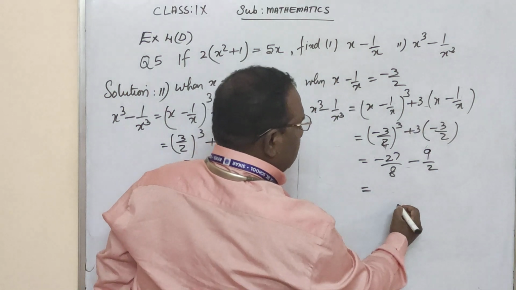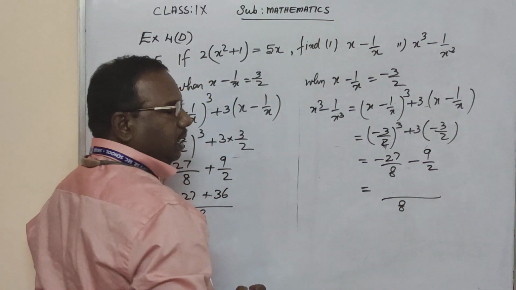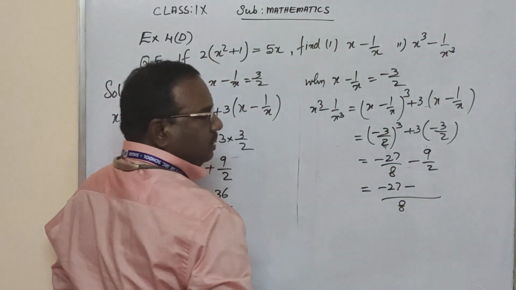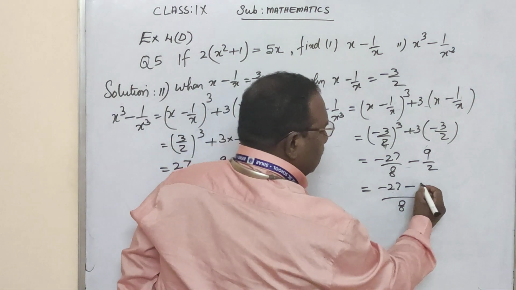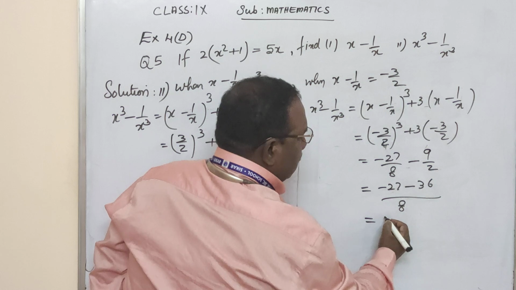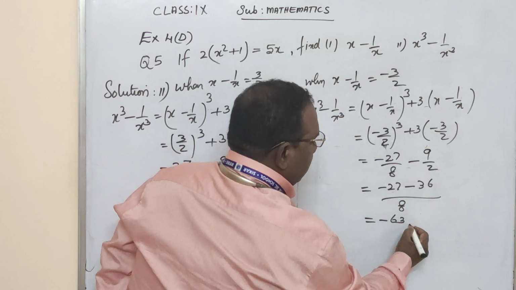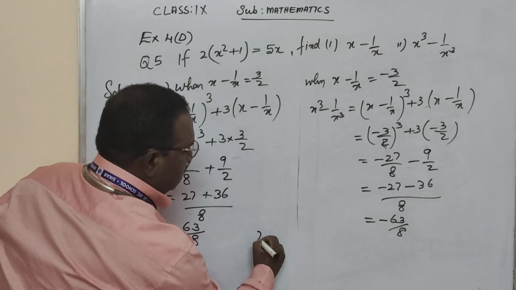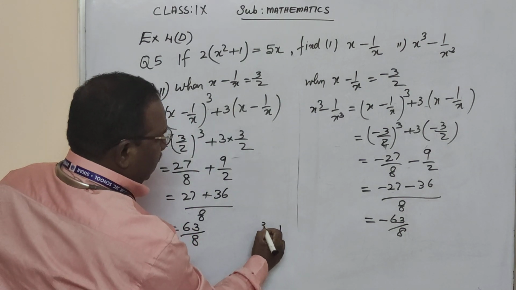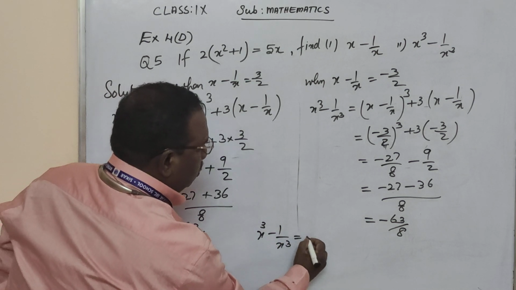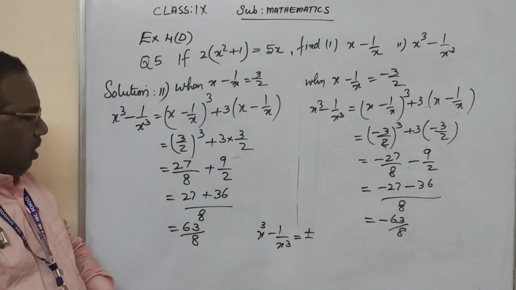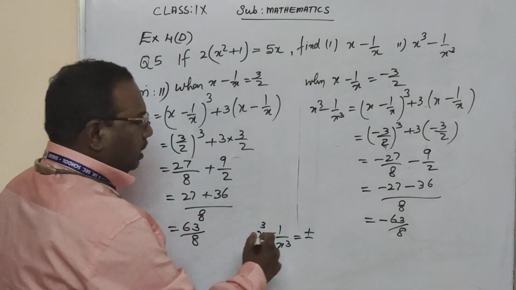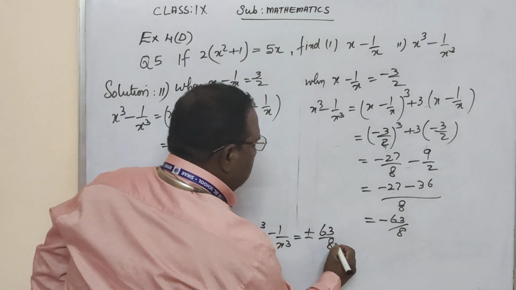After taking LCM here also 8, now the numerator becomes minus 27 minus, again the same thing we are getting here, 36. After adding, we get minus 63 by 8. So the final answer is x cube minus 1 by x cube is equal to plus or minus. We are getting one positive value and a negative value. Plus or minus 63 by 8 is the answer of the second part.